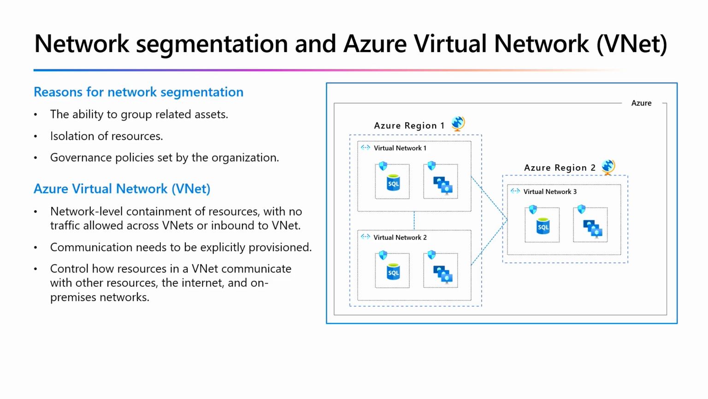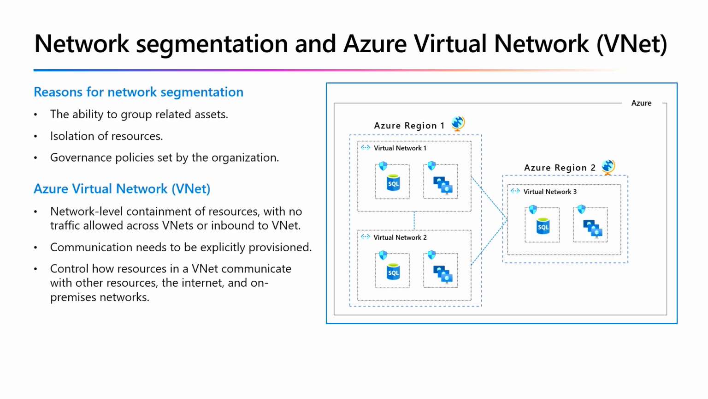The same concept applies with corporate IT networks. With network segmentation, you will be able to isolate resources and apply governance policies set by the organization. Now let's understand what a virtual network, or VNet, is. VNet is the fundamental building block for your organization's private network in Azure. VNet is similar to a traditional network that you would operate in your own data center, but brings with it additional benefits of Azure infrastructure such as scale, availability, and isolation.